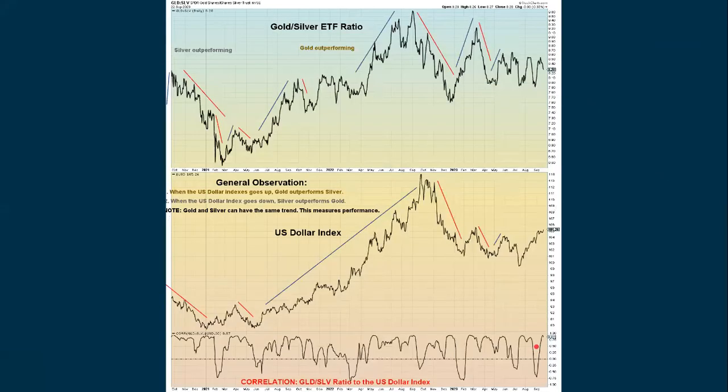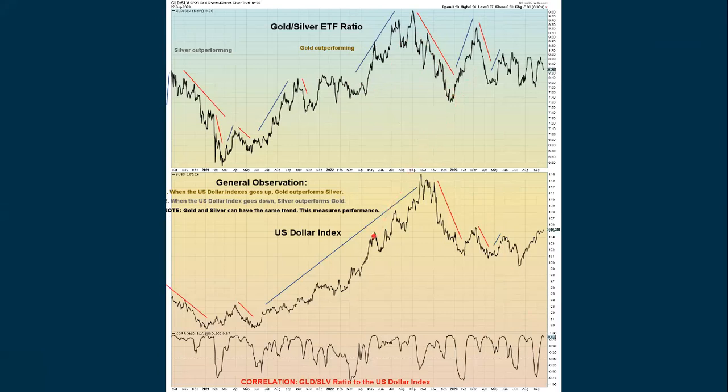Then we have a study that we look at just to get some perspective. We have the gold to silver ratio on top. So when this is going up, that means gold is outperforming. When this is going down, that means silver is outperforming. Now, both gold or silver could be in an up or downtrend. We're just seeing which one is doing better.